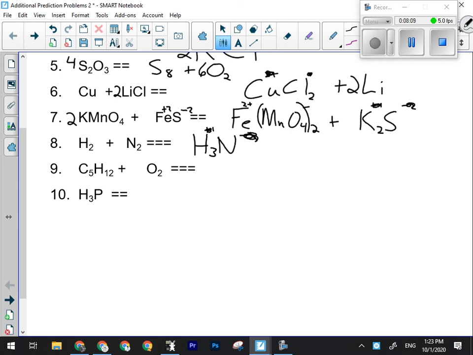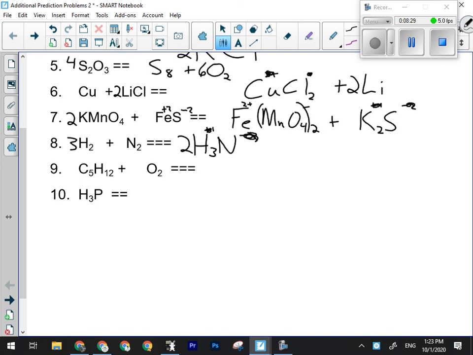I should balance whatever's in the highest number. That's hydrogen. There's 3 on this side, and there's 2 on this side. What do I need to use to balance? 6. So I'm going to put a 2 here, which conveniently balances my nitrogens, and a 3 here to balance my hydrogen.